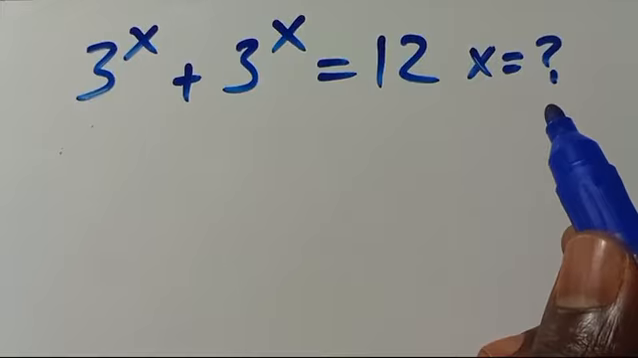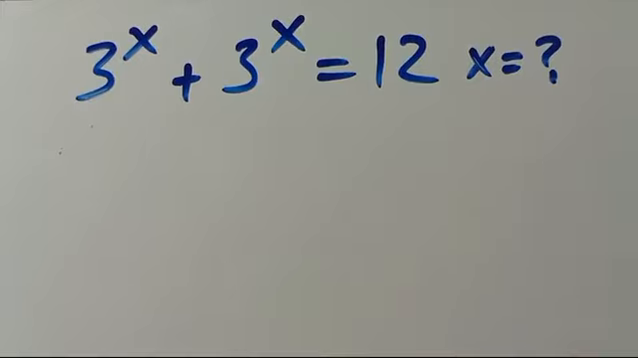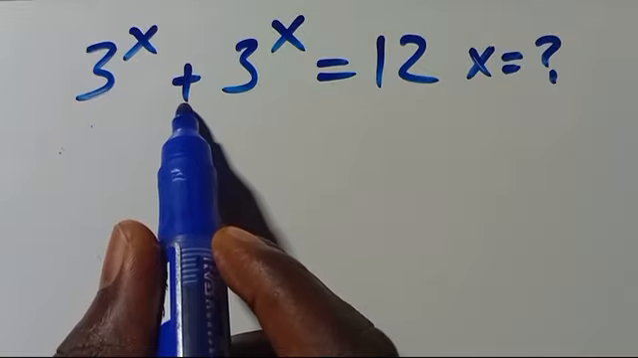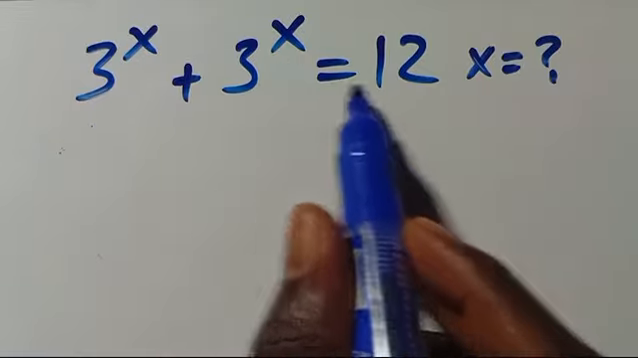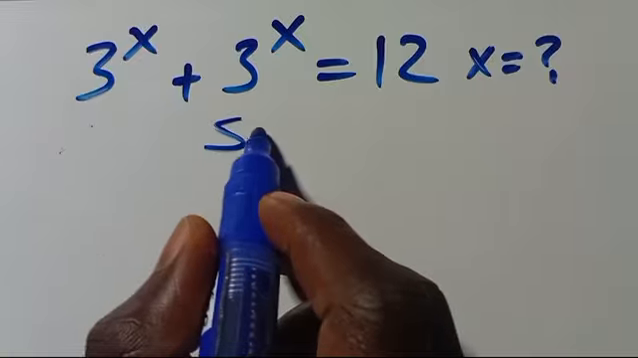What is the value of x given that 3 to the power of x plus 3 to the power of x equals 12? Then let's have it to be solution.